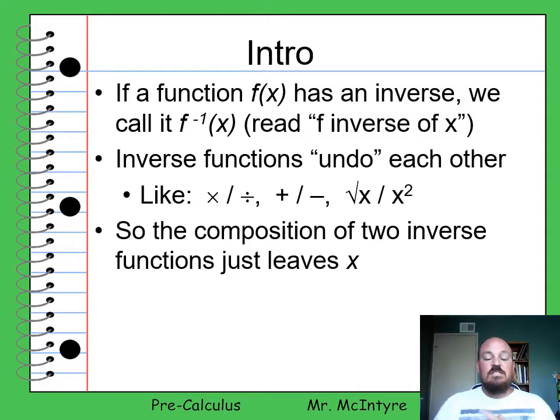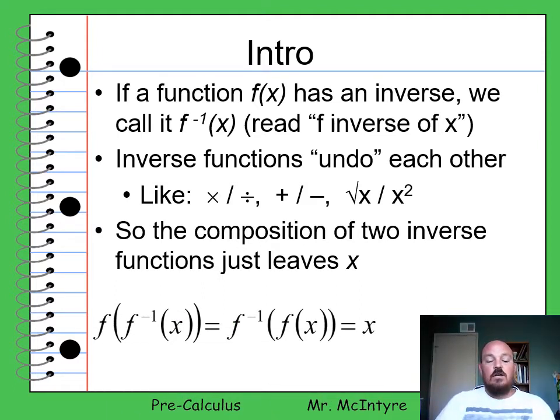So if you do the composition of two inverse functions, the answer will always be x. And that's because, remember, if you take a number, x, whatever it is, and you plug it into one function, the function's going to do something, it's going to give you an answer. Well, if you take that answer and plug it into the inverse function, it's going to undo all that work and turn it back into x. And that's what a composition is, it's doing one function and then another.